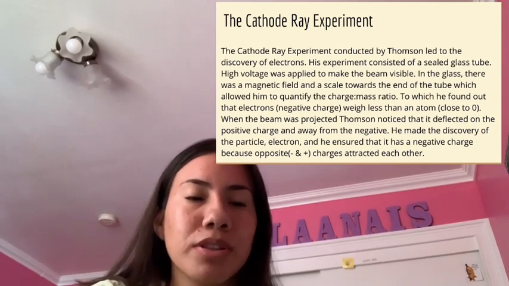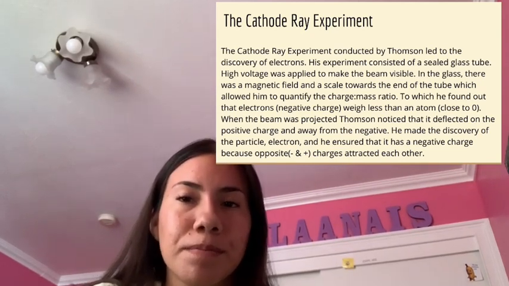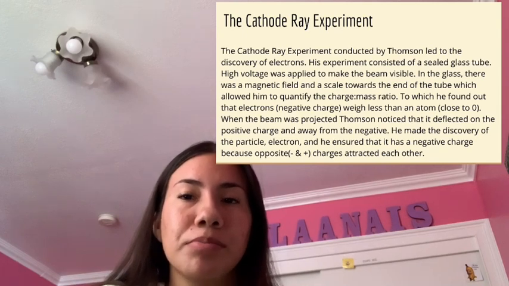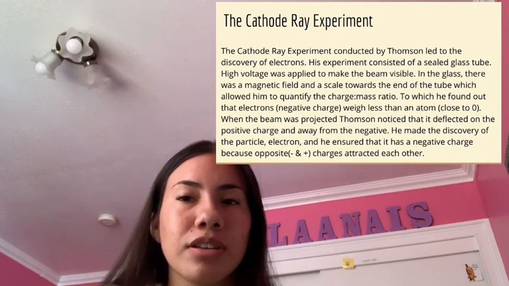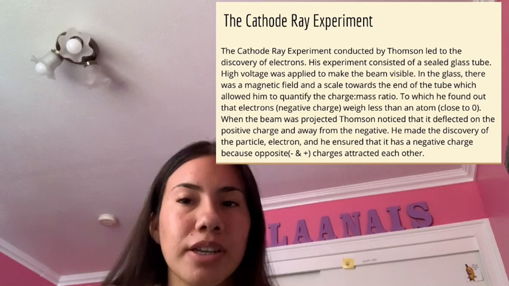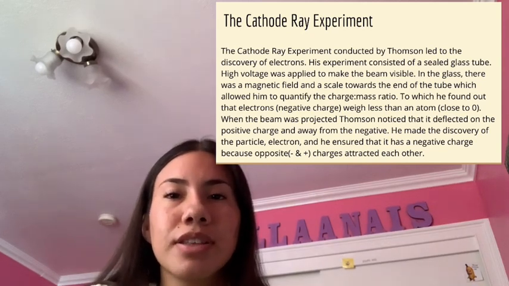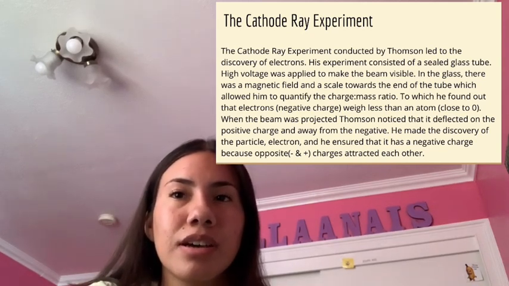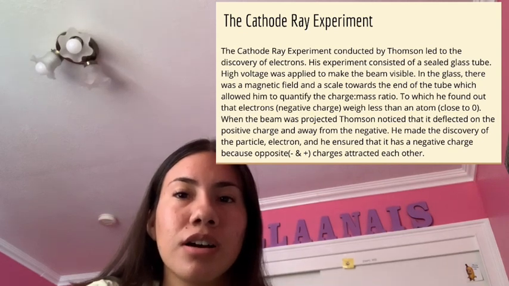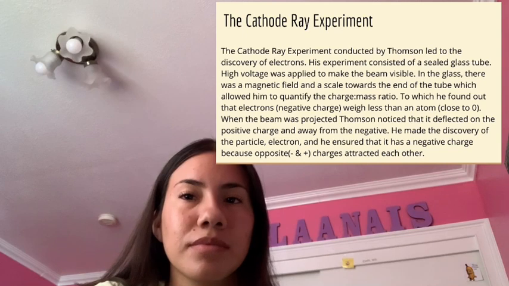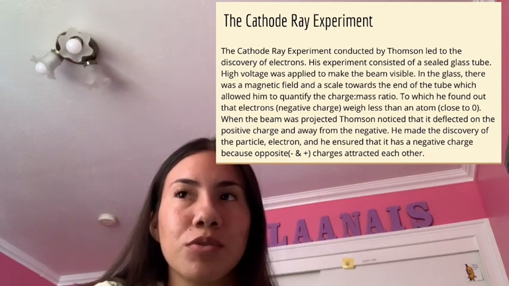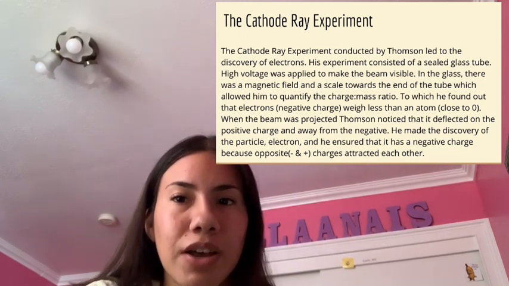And when the beam was projected, Thomson saw how the beam would deflect towards the positive charge and away from the negative. This led him to the discovery that electrons had to be a negative charge, because the principle is that opposite charges attract each other. So if it was deflecting towards the positive charge, it would have to be negative.